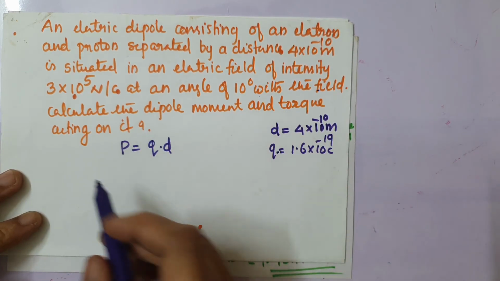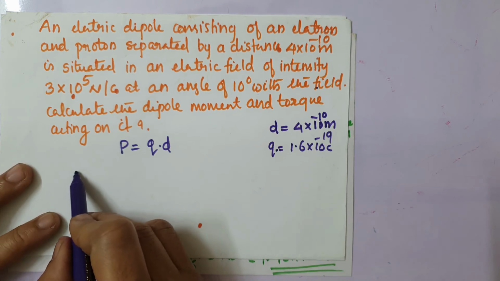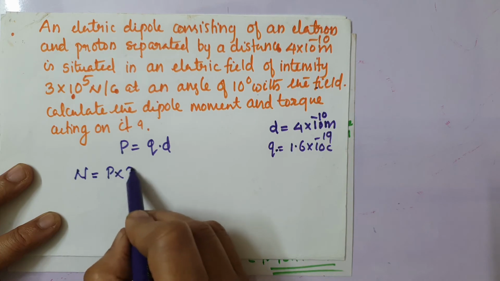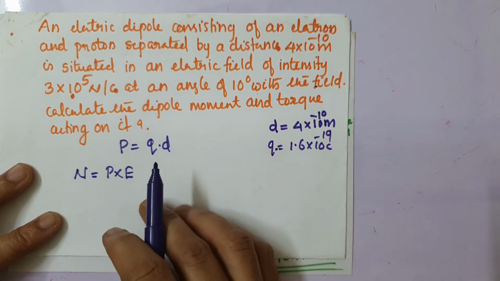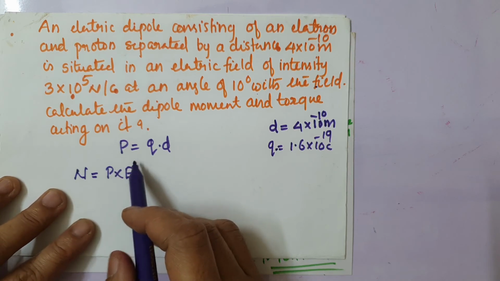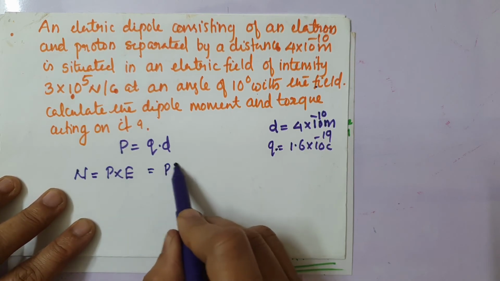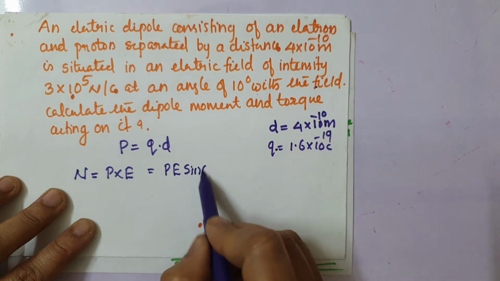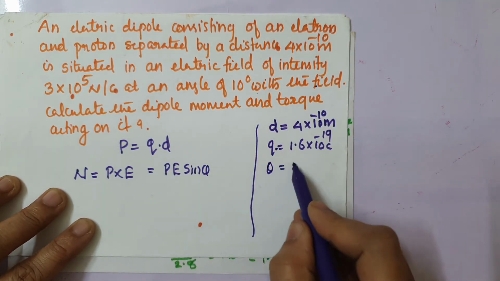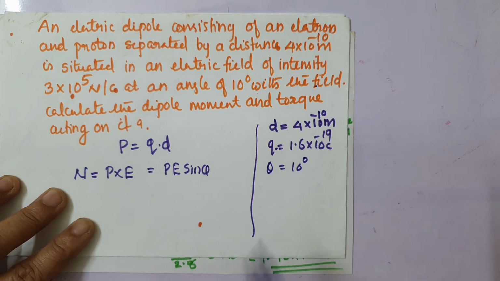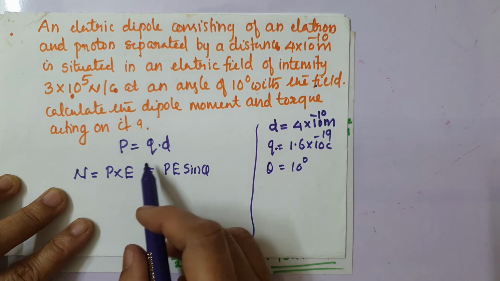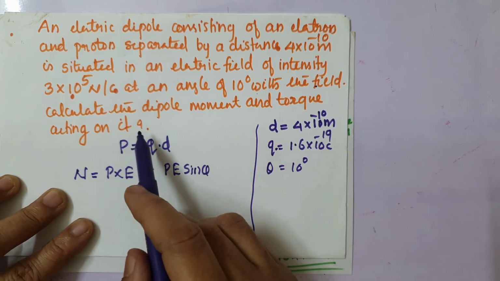And the torque acting on it, we have studied the expression for torque as N is equal to P cross E, where E is the electric field applied and P is the dipole moment. And it can be written as P E sin theta. Here in the question, theta is given as 10 degree. So we can substitute the values here and finally we get the dipole moment and the torque.